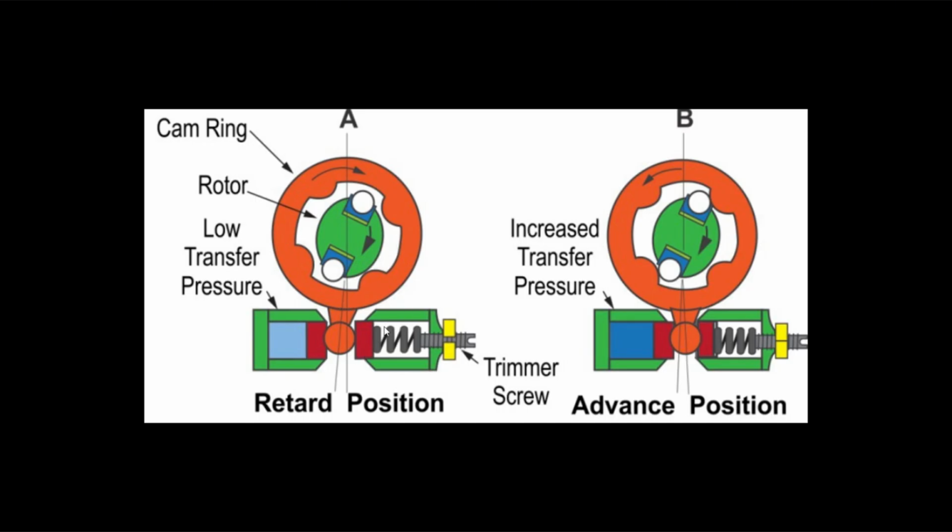At lower pressures, the spring is always pushing on the pin to retard the timing. As engine speed increases, transfer pressure increases, which then acts on the piston, pushing the camring in the opposite direction against spring tension. By doing so, the camring is pushed in a direction that opposes normal pump rotation, thus allowing the plungers to contact the cam lobes earlier. The timing is advanced.